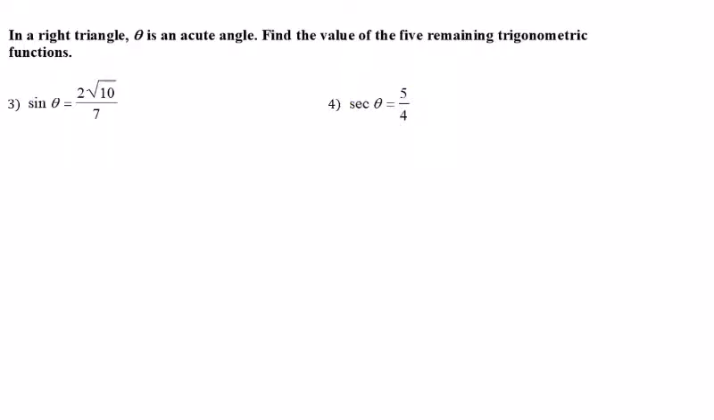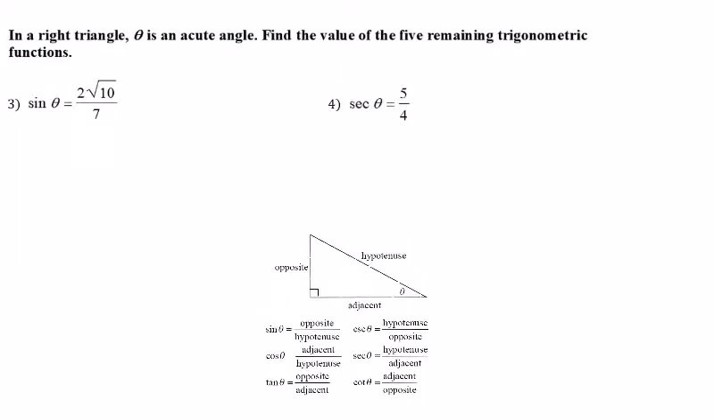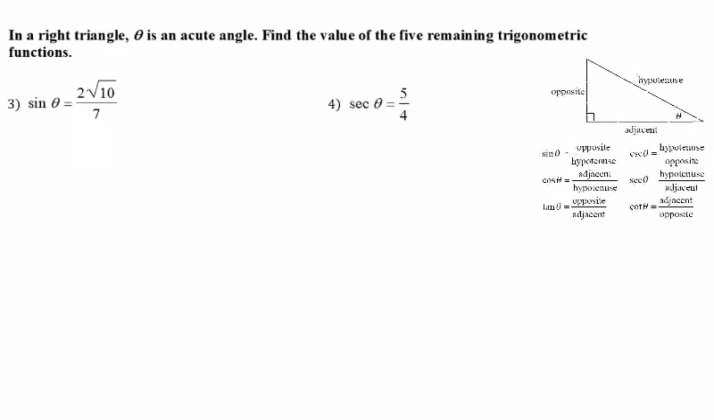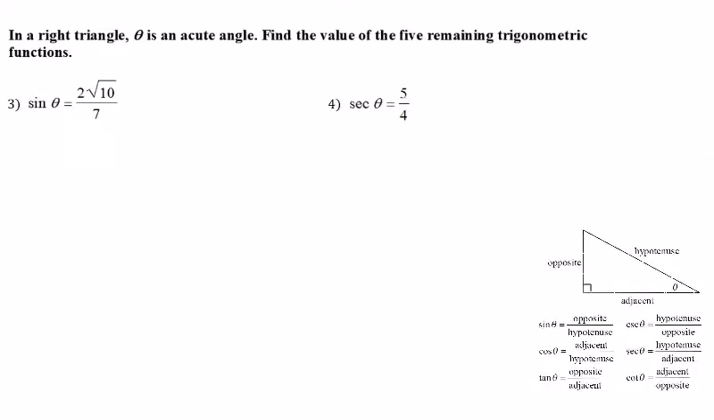Okay, so let me get our handy dandy guide here. All right, so I'm actually going to start with number 4 just because it's a little bit easier, and you'll see why in a little bit. But so secant, remember that secant is hypotenuse over adjacent. So when they give us a trig ratio, they're actually giving us two sides of a right triangle, right? They're giving us hypotenuse in this case and adjacent.